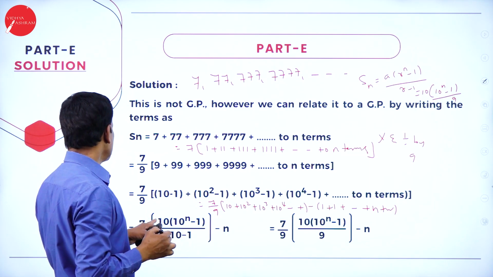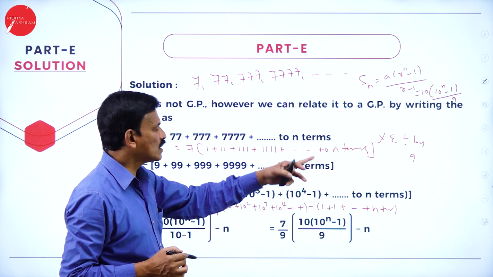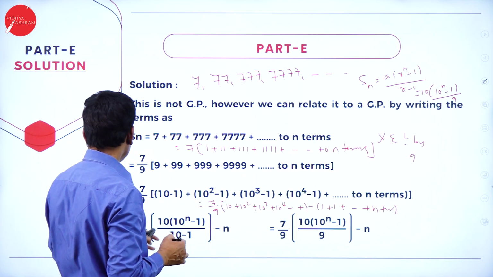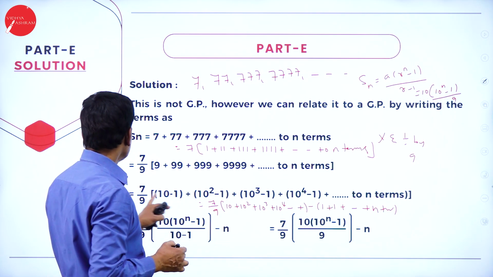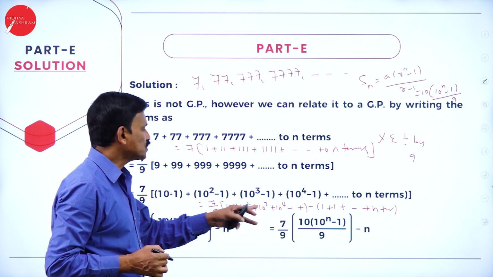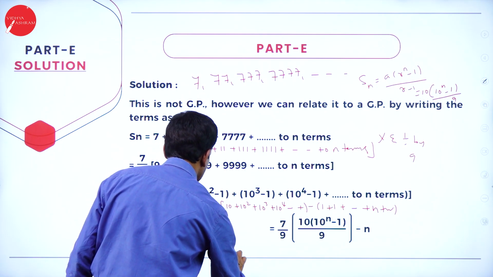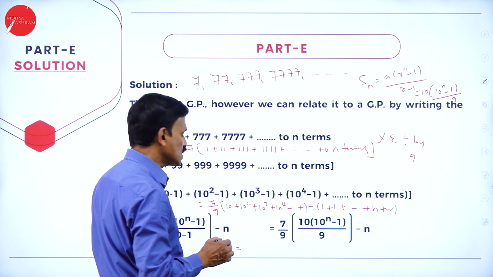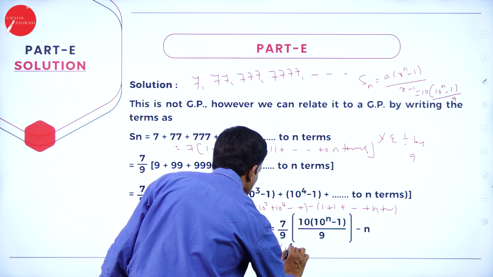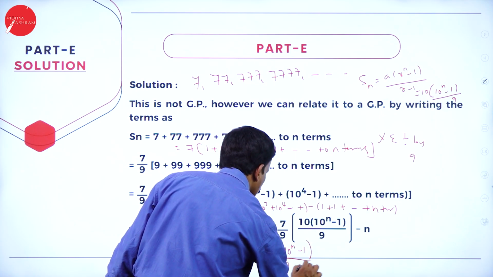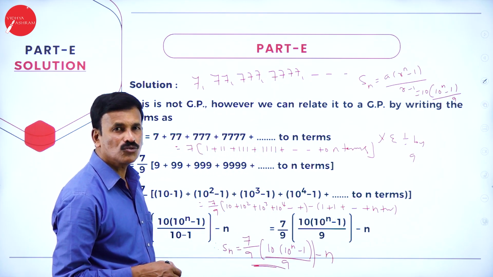So, 7/9 into 10 to the power of n minus 1 divided by 10 minus 1, minus the sum of the 1s, which are n terms. So, 7/9 into 10 to the power of n minus 1 divided by 9, minus n. Therefore, the sum of n terms of the given sequence is Sn equals 7/9 into 10 to the power of n minus 1 divided by 9, minus n. This is the required answer. That's it. Hope you followed.